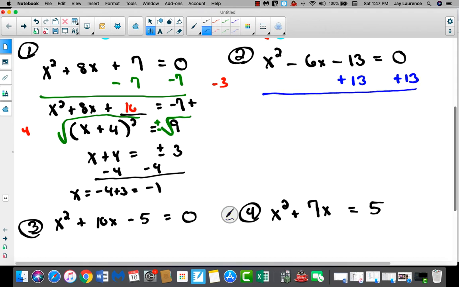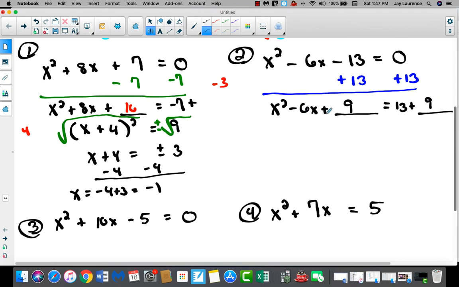And then I'm going to end up with x squared minus 6x plus a blank. That's going to equal 13 plus a blank. -3 was half of -6. Squared is 9. Look at that, a perfect square trinomial. Plus 9. Yeah, that's right. Thought I made a silly mistake, but I'm good.